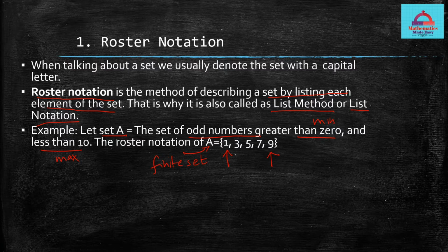So you separate the elements with commas and you put them inside the curly bracket. So this is a finite set of 5 elements. And you can describe this set by saying that it is representing the set of odd numbers which are greater than 0 and less than 10.